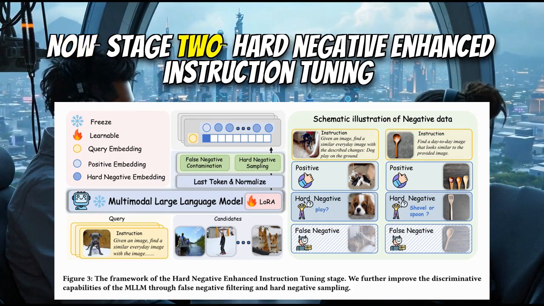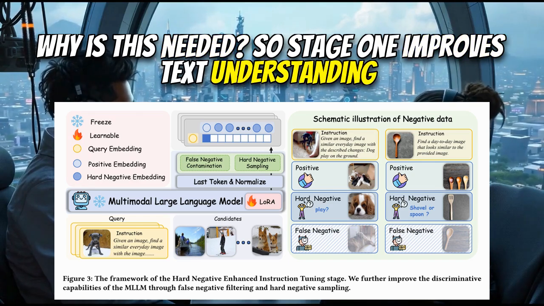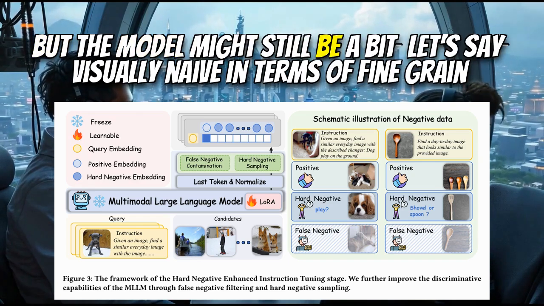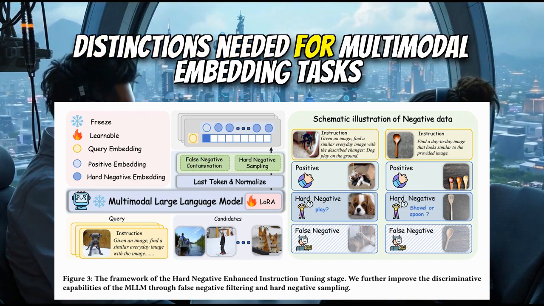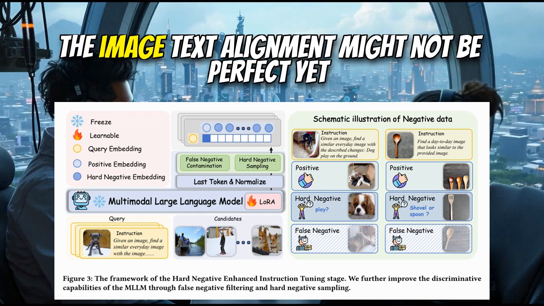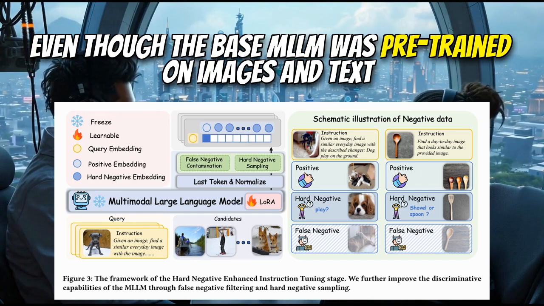Now, stage 2, hard negative enhanced instruction tuning. Why is this needed? So stage 1 improves text understanding, but the model might still be a bit, let's say, visually naive in terms of fine-grained distinctions needed for multimodal embedding tasks. The image-text alignment might not be perfect yet, even though the base MLLM was pre-trained on images and text.